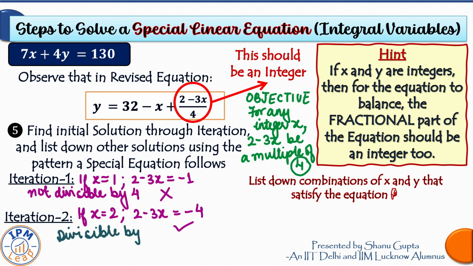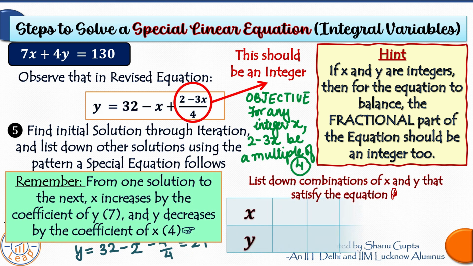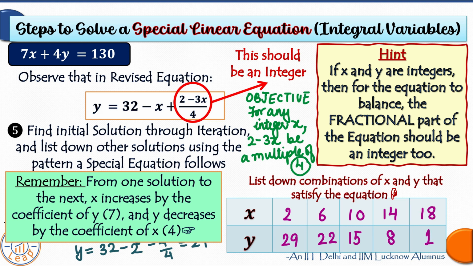Putting x is equal to 2 in this equation, we get the value of y as 32 minus 2 minus 1. That is, y is equal to 29. Rest of the process remains the same. Using the pattern that a special equation follows, we list down all other solutions as well.